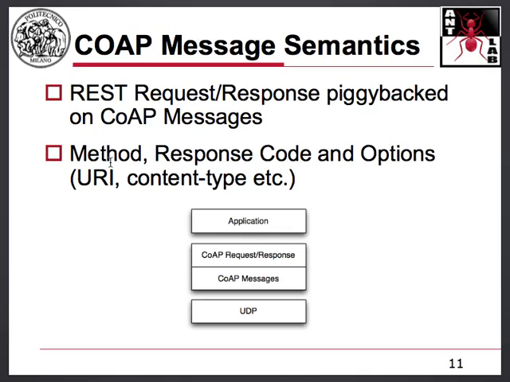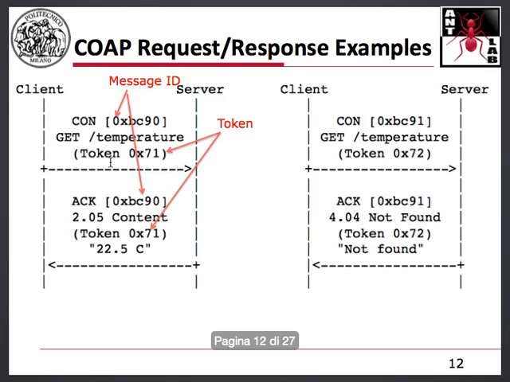And then these two are layered on top of UDP. Okay? So request and response are piggybacked, included somehow in one CoAP message. Obviously, then we have to identify what is the content of one CoAP message, and this is done by using specific IDs or fields in the header of the message itself. Okay. So let's see some examples.